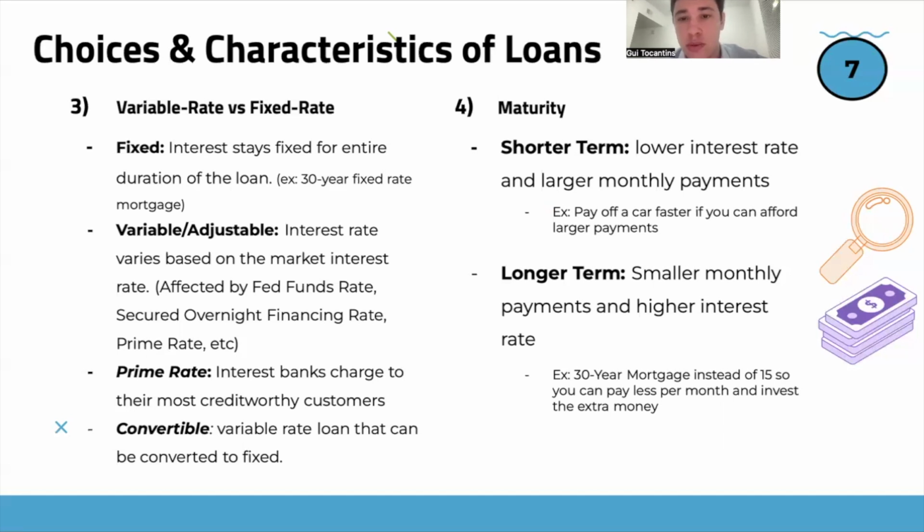The short term has lower interest rates and larger monthly payments. The long term has smaller monthly payments and higher interest rates. So an example of that would be a 30-year mortgage instead of a 15-year mortgage, where you can pay less per month and instead invest the extra money.